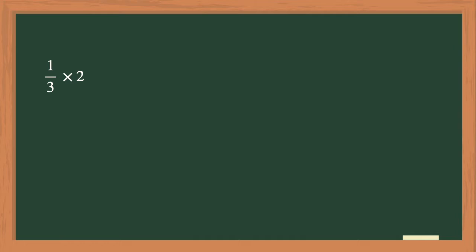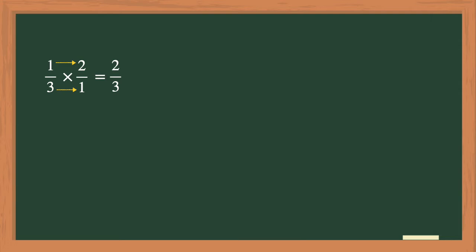process. So looking at this whole number of 2, I will rewrite it as an equivalent fraction by placing the 2 in the numerator and a 1 in the denominator. Now that both of the numbers are fractions, I can begin to multiply. I will start by multiplying the numerator straight across. 1 times 2 is 2. And then I will multiply the denominator straight across. 3 times 1 is 3.